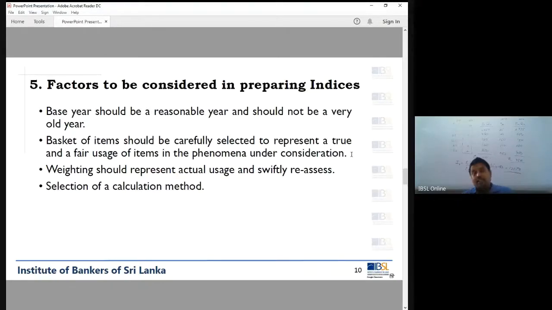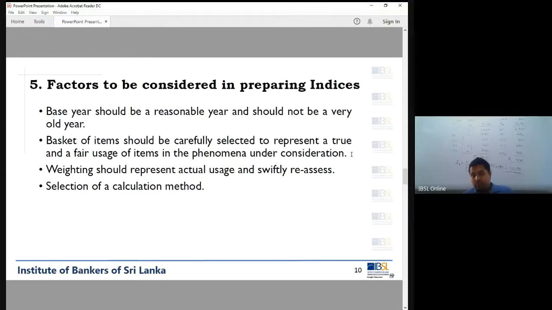And again, from point to point, you have to do a reassessment. The final point is that, similar to the weighted methods that we discussed, Laspeyres and Paasche, you have to do a calculation method selection.